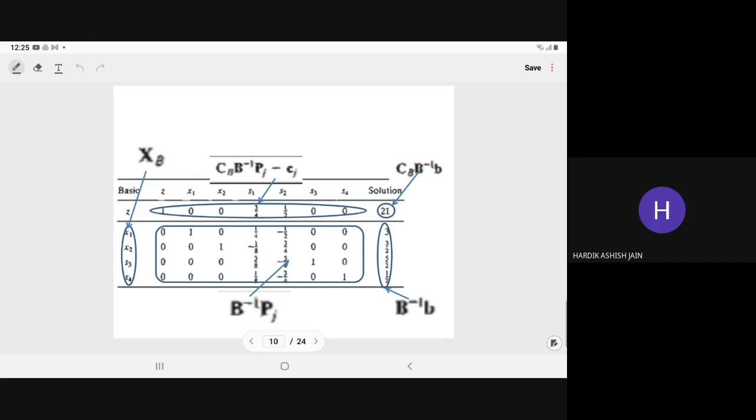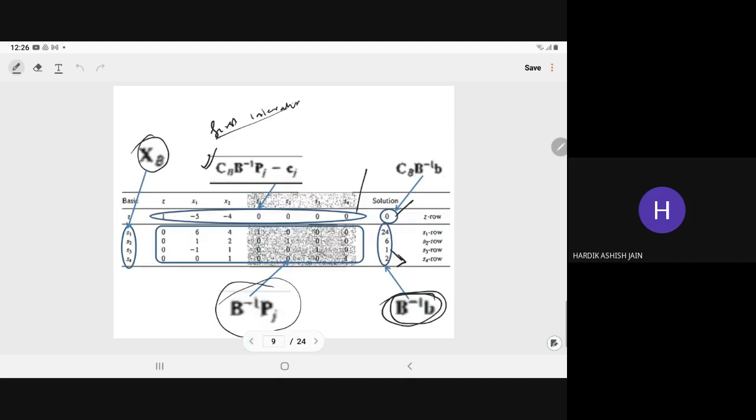The same formula is applicable for the intermediate as well as the optimal table. There is no change. Here we write the xb, here we write the z coefficient through CB inverse PJ minus CJ, the solution by CB inverse B, the right hand side by B inverse B, and the body part of the table by B inverse PJ. Whether it is the optimal or initial table.